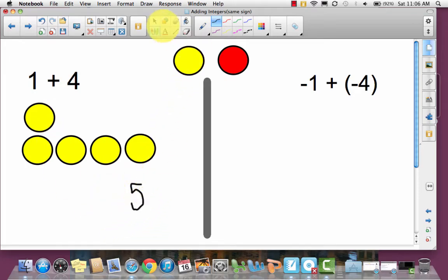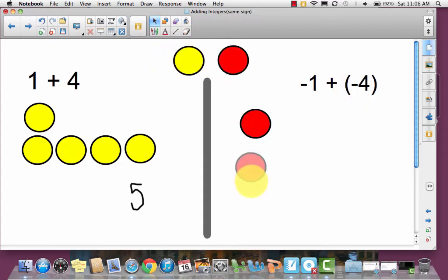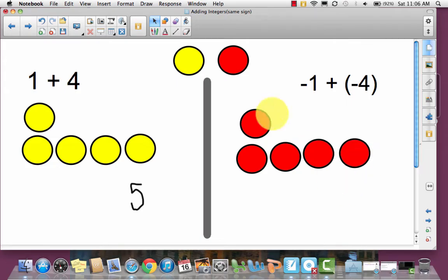On the other side here, we're adding a negative 1, so that's a red chip, and a negative 4. That's also going to be red chips. So 1, 2, 3, 4. If I count them all up, I see that I have 5 red chips, so I know my answer is 5. But my answer is actually going to be a negative 5 because each of these chips are red or has a negative value.